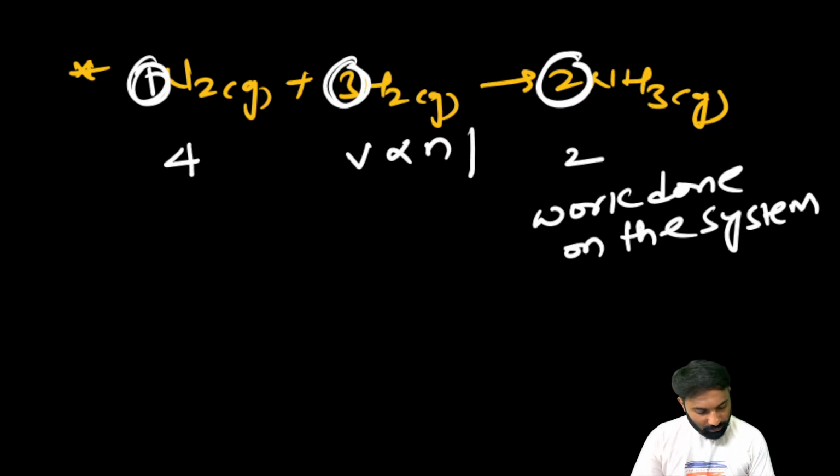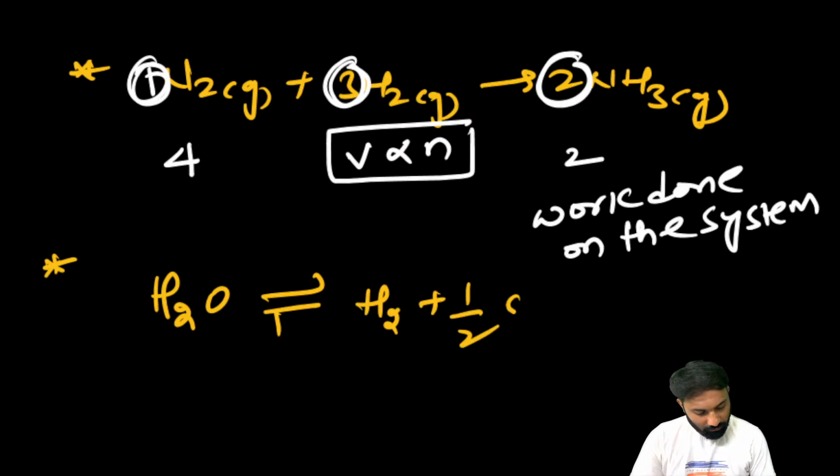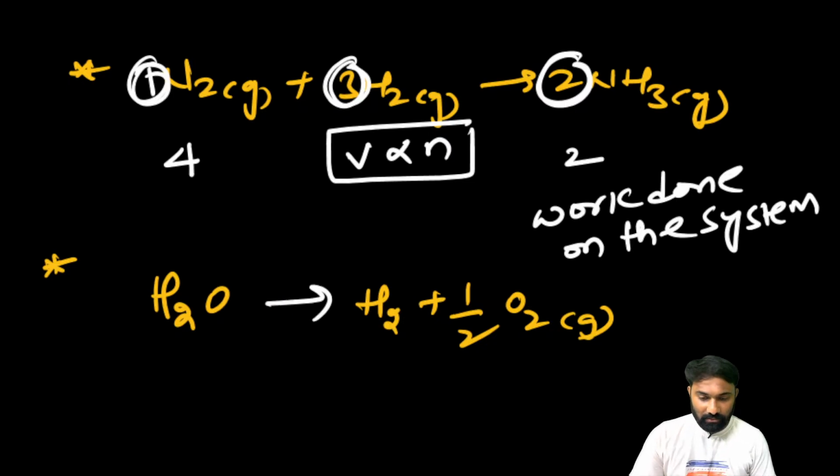V is directly proportional to n. Next one. Next, suppose if they have given in this manner, H2O is converted into H2 plus half O2 gas. Right? Now you say me, in this reaction, is it work done on the system or work done by the system?